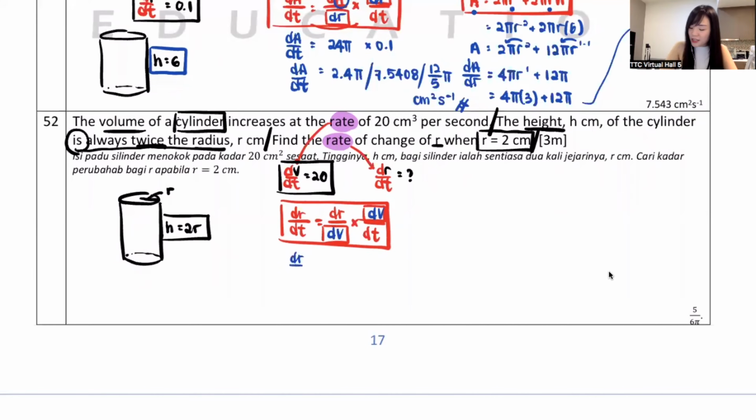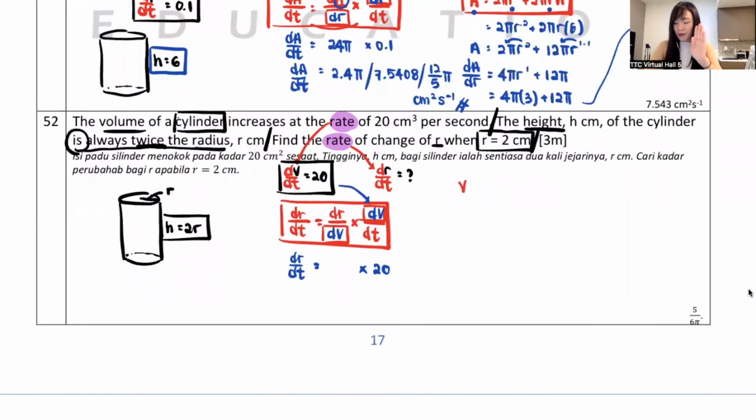So dr dt, I want to find. dV dt, I already know is 20. Now I realize I need to have dr dV. Guys, this one different. How do I get dr dV? Can you tell me? R got formula or V got formula? Very good, Yiwen, of course it's V. Okay, so I show you first.